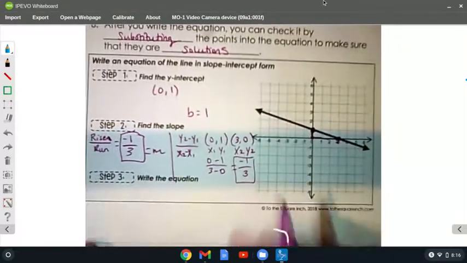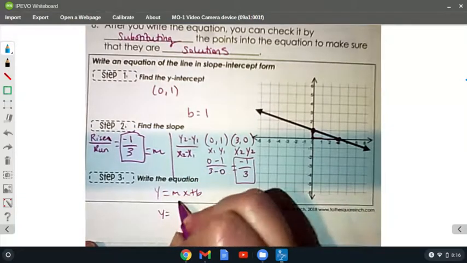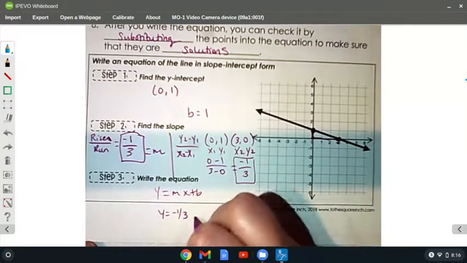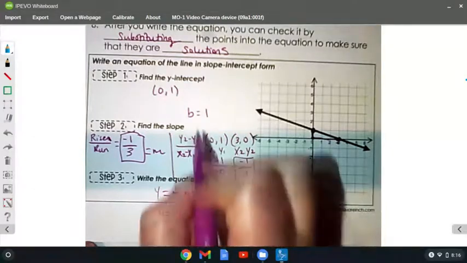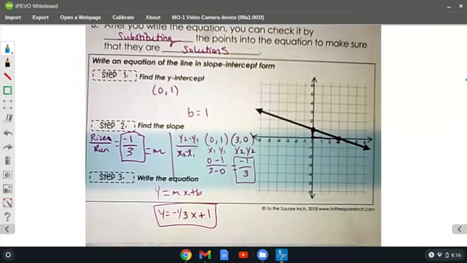Now, the last thing is to write the equation. It should always be in this form. So my m, we found my slope is negative 1/3. And my b, my y-intercept, is 1. So that would be me writing that equation.